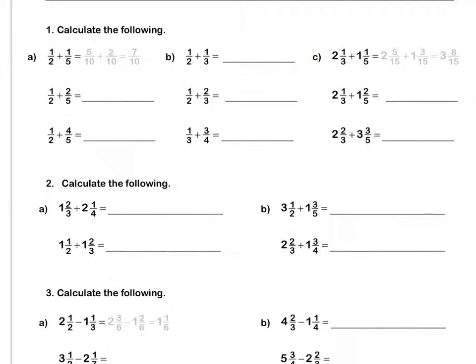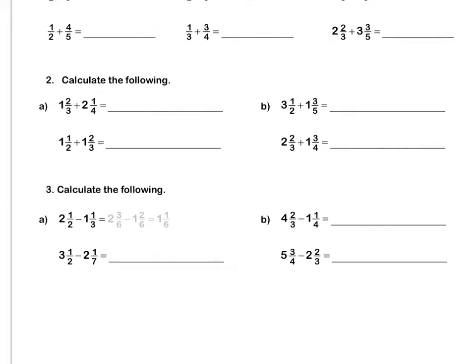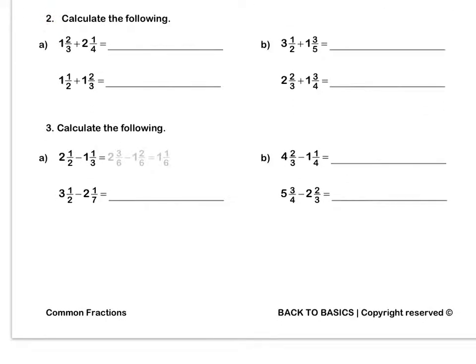Question C. We have thirds and fifths. Our lowest common denominator is 15ths. Therefore, 2 and 1/3 we rewrite as 2 and 5/15, plus 1 and 1/5 we rewrite as 1 and 3/15, to give a final answer of 3 and 8/15. Pause to complete question C. Question 2. Use what you have learned to answer A and B by yourself.